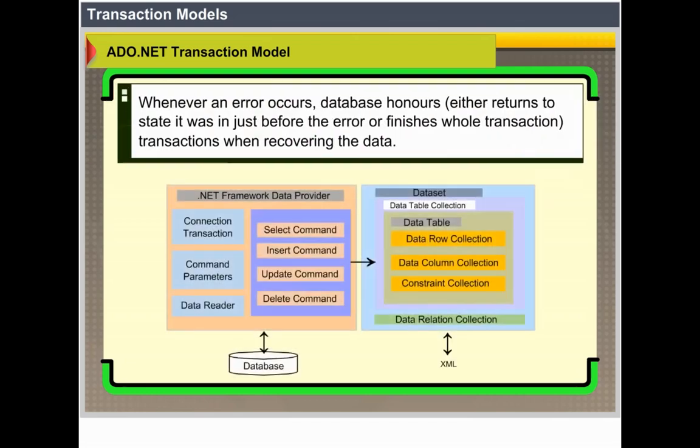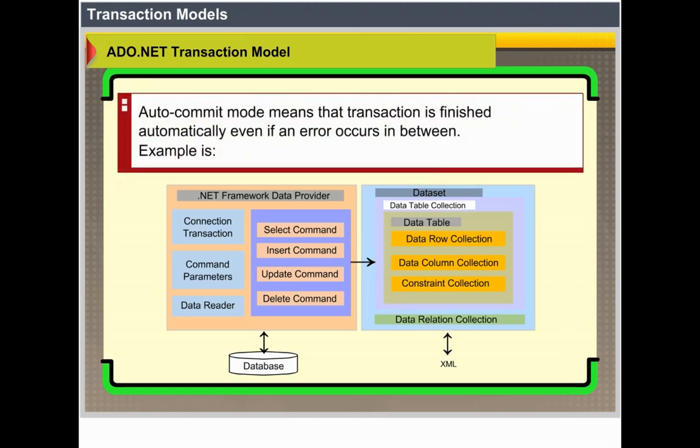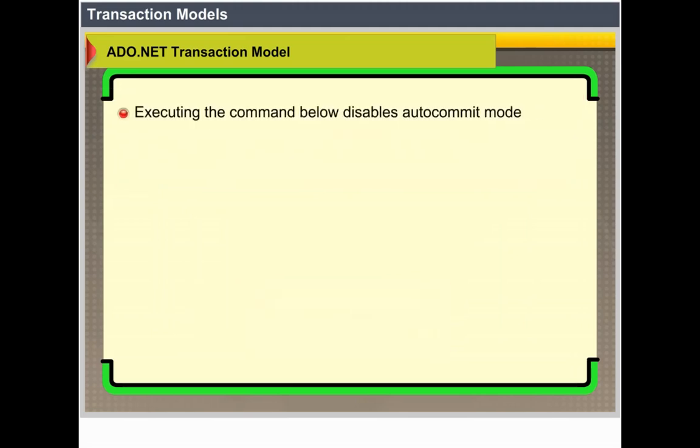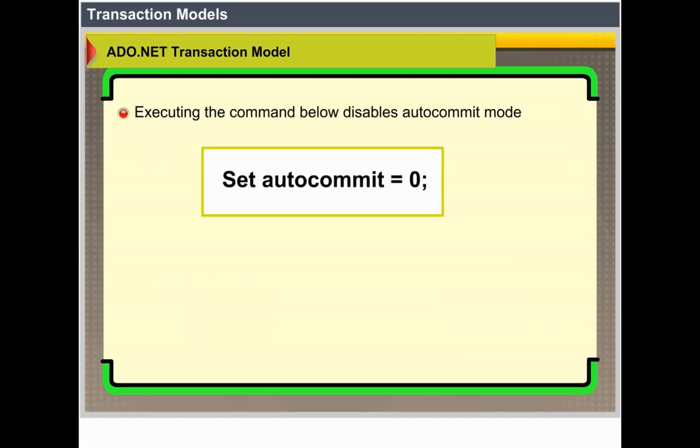Whenever an error occurs, the database either returns to the state it was in just before the error or finishes the whole transaction. Transactions when recovering the data. Auto commit mode means the transaction is finished automatically even if an error occurs in between. Example is set autocommit equal to 1. Executing the command below disables auto commit mode. Set autocommit equal to 0.